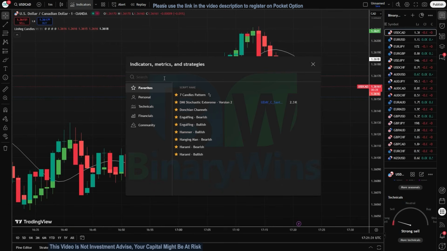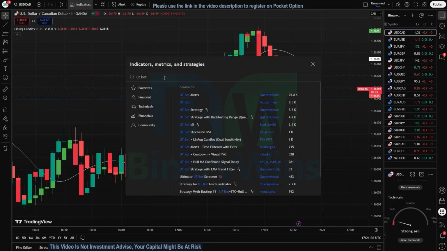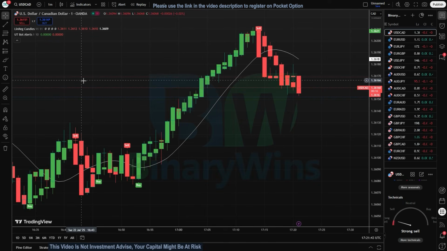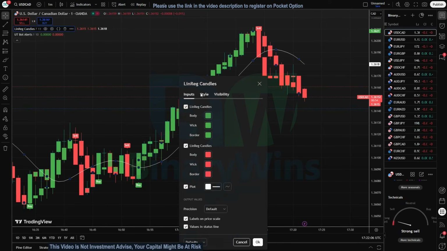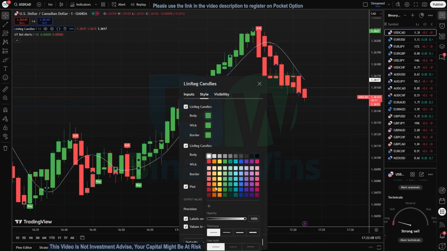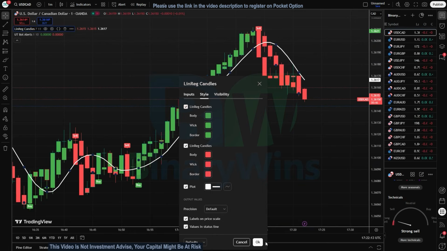But the second indicator that we need is the UT Bot Alerts indicator. I will also add it to the chart. We will enter the settings of the first indicator. We will set the signal smoothing to 7. We will not do anything with its other settings, and we will make the plot line a little thicker so that it is better visible.